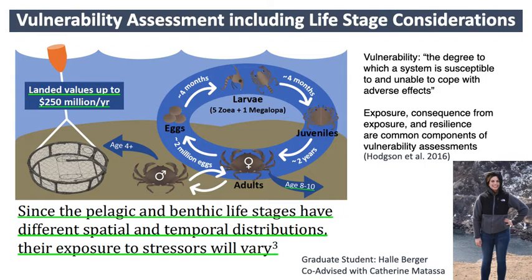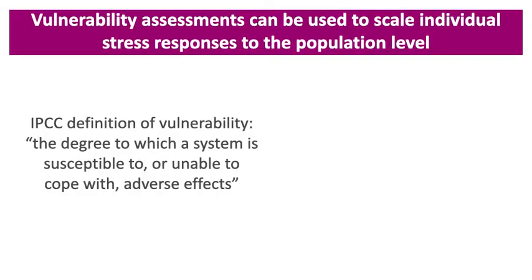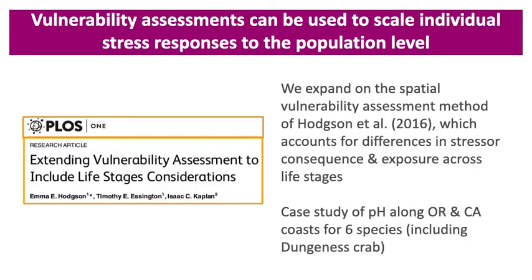Because crab experience a complex life cycle, they have a pelagic and a benthic life stage, and those stages experience different spatial and temporal distributions, so their exposure to all of these multiple stressors will vary. Here we are defining vulnerability as the degree to which the system is susceptible to, or unable to cope with, adverse effects. That's the IPCC definition of what vulnerability is, and so that's what we went with.